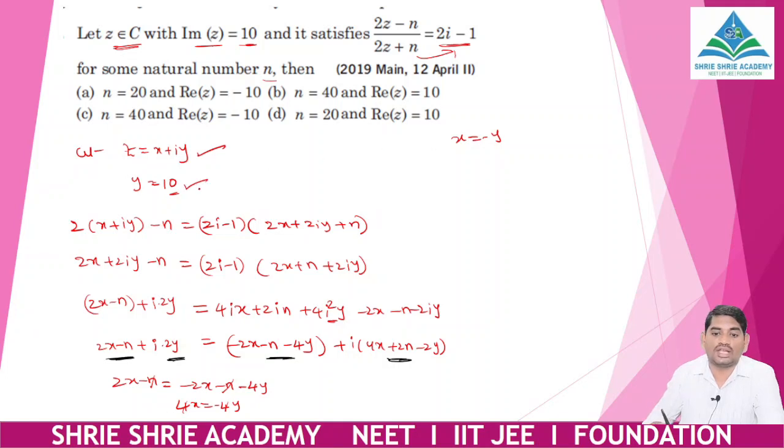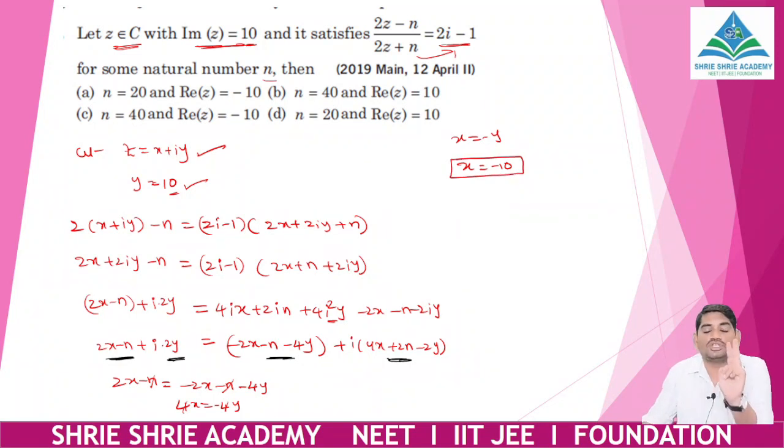So y value is 10. The given in the question, imaginary part of z is equal to 10. So y value 10, substitute here. We got x is equal to minus 10. So x is equal to minus 10 having in the two options A and C. So we can eliminate B and D. So answer may be either first option or else second option.